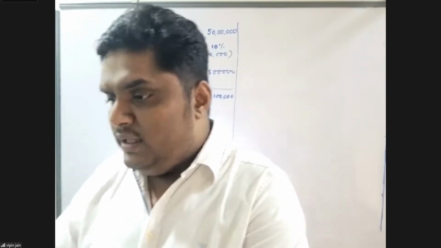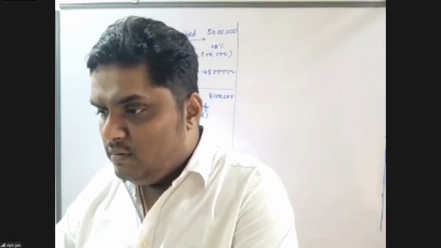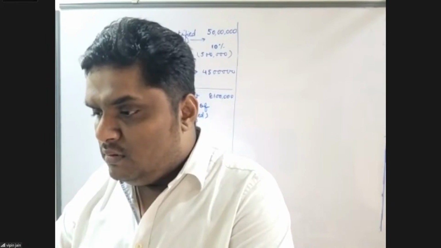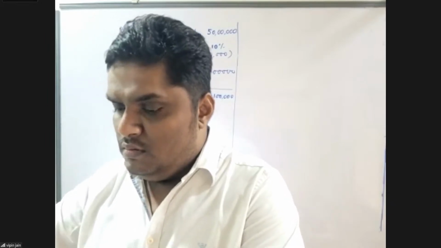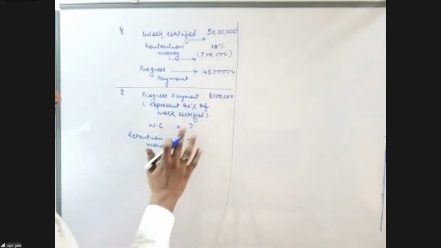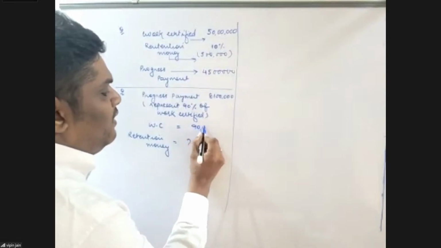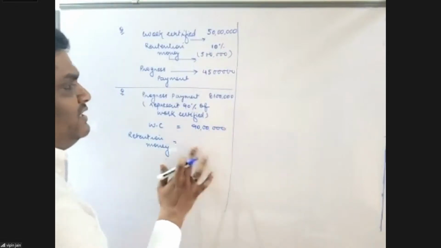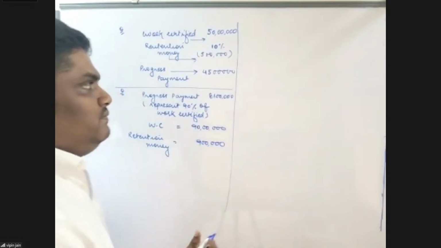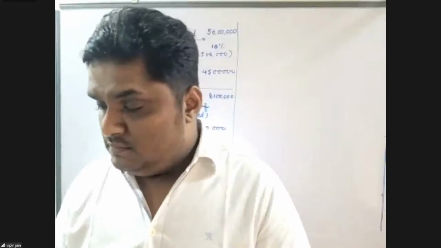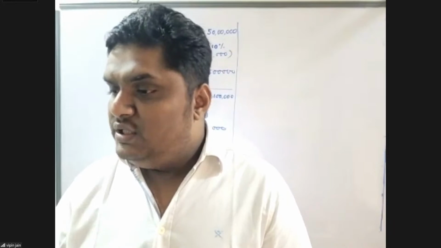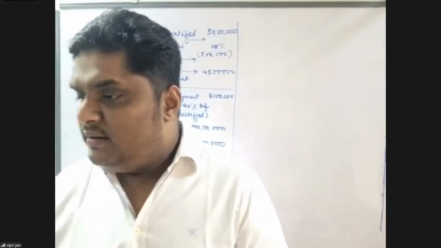Jaydev, I have not got any answer from your end. Please repost your answer, Jaydev. So here in this case, it represents 90%. So my work certified will be 90 lakh and my retention money will be 9 lakh. Please check. Dikshita, yes, your answers are correct.